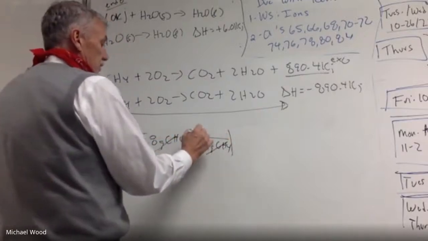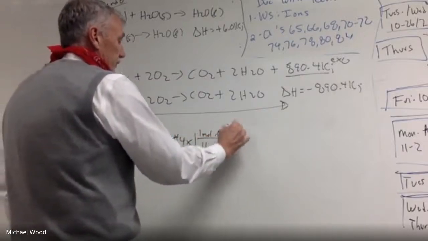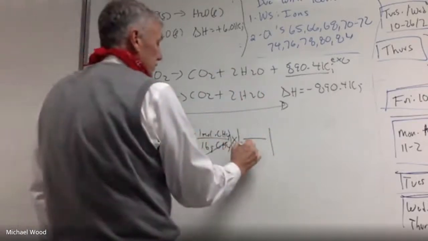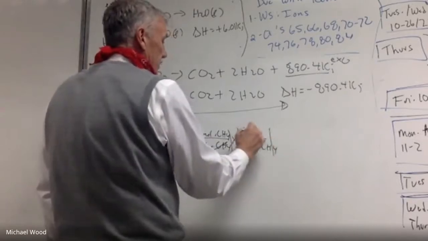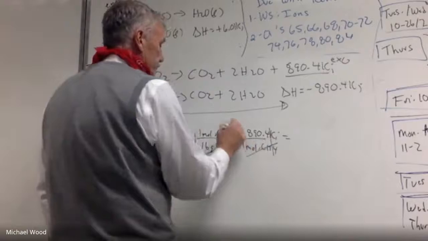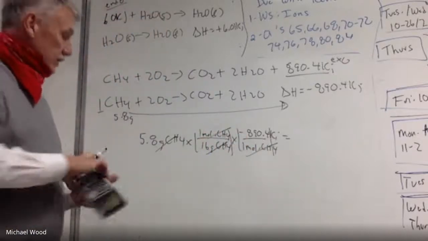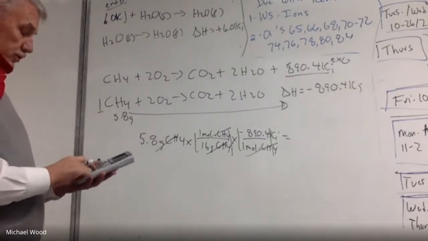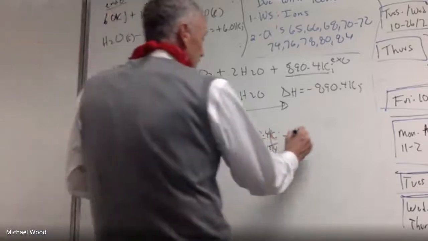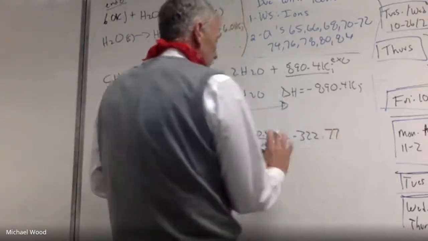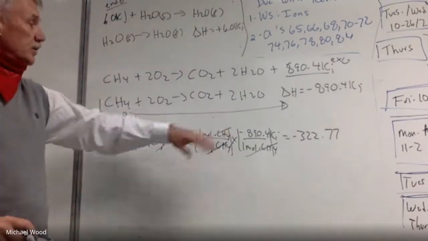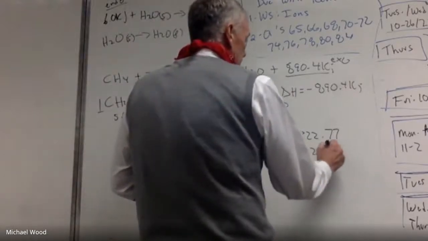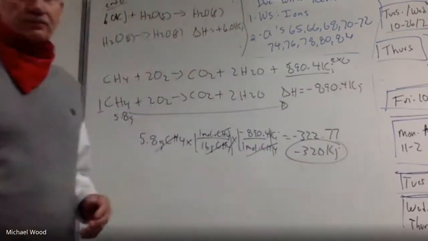So the molar mass of methane is 16. Okay, and then I'm going to use the mole ratio. So 1 mole of this, negative 890.4 kilojoules. Okay, so if I do this on my calculator, 5.8 times negative 890.4 divided by 16 gives me a negative 322.77. And I come back to sig figs, and sig figs again are not determined by the conversion factors. They're determined by the starting point. So 2 sig figs, and again, make sure I label it. So there would be the delta H for that problem.